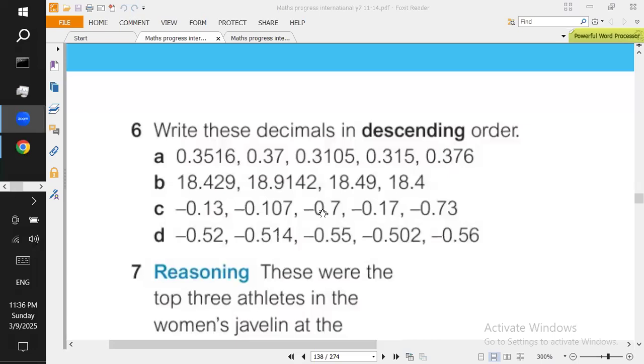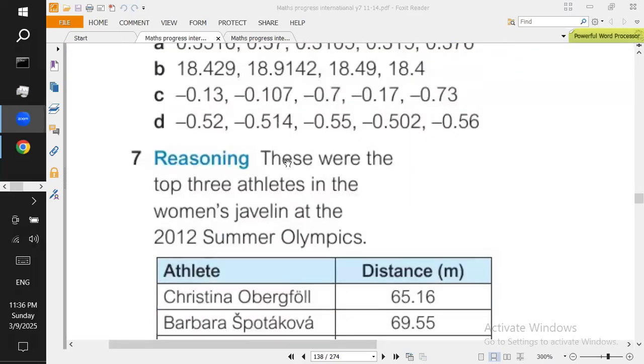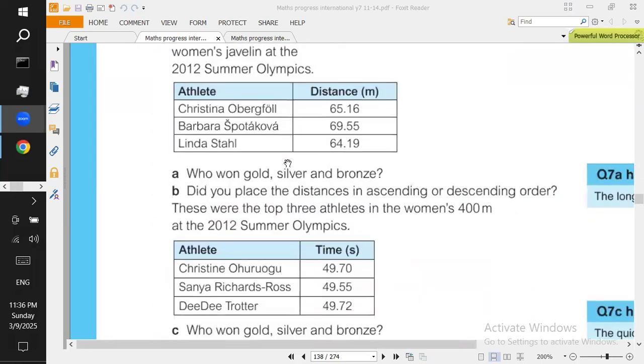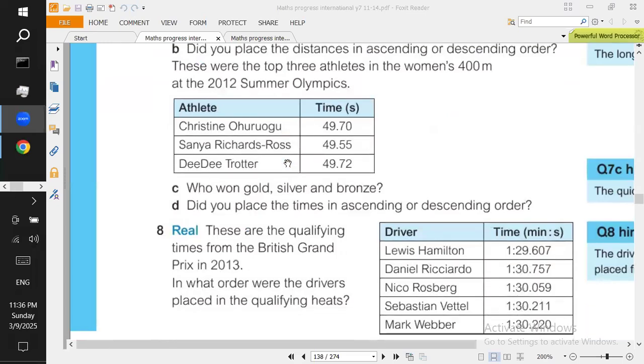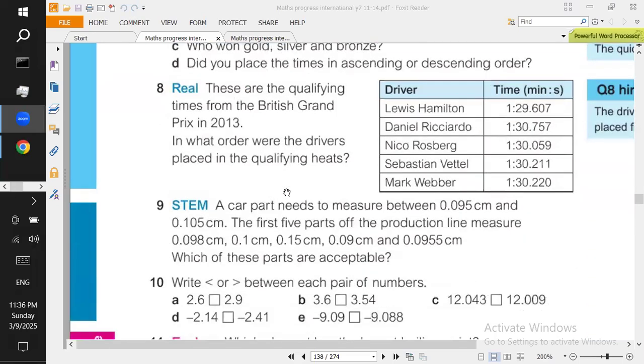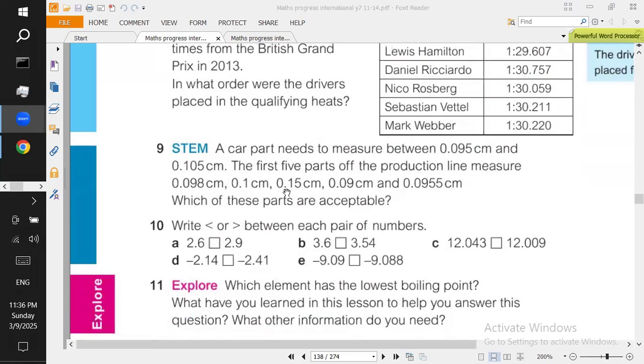Same idea. You understand the idea of arranging or reordering decimals. If they are negative and you want descending, so the highest will be the smallest one. If they are positive, the highest will be the biggest one. Okay. Now let's move on. Same idea. All questions are about putting them in order. All of these questions are the same.